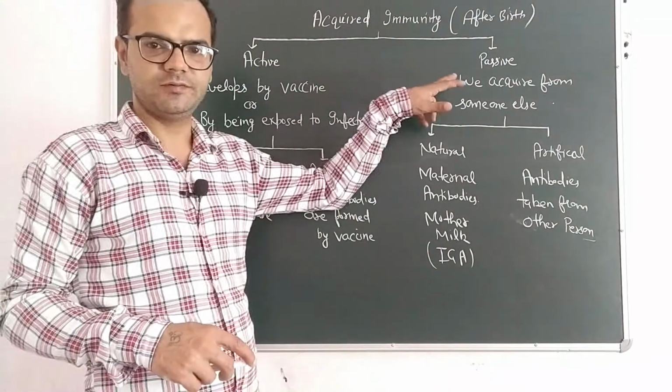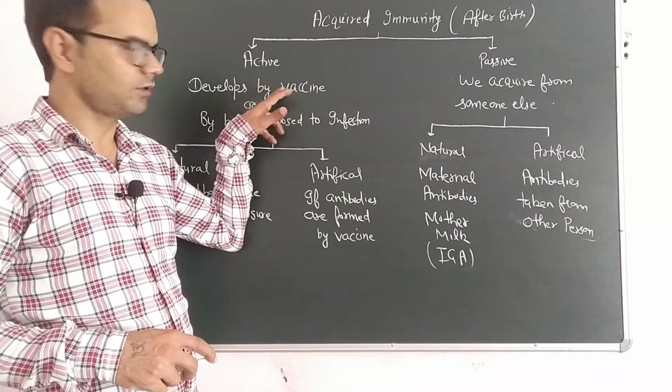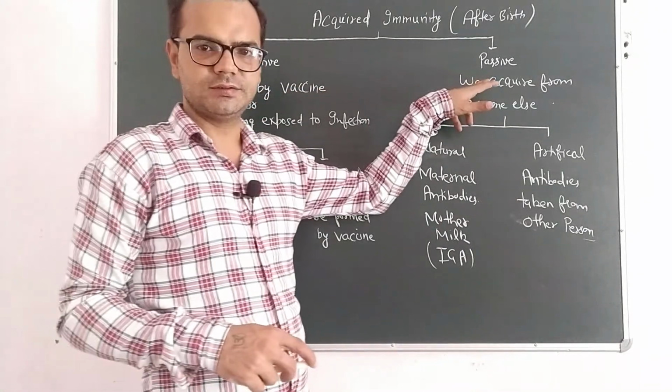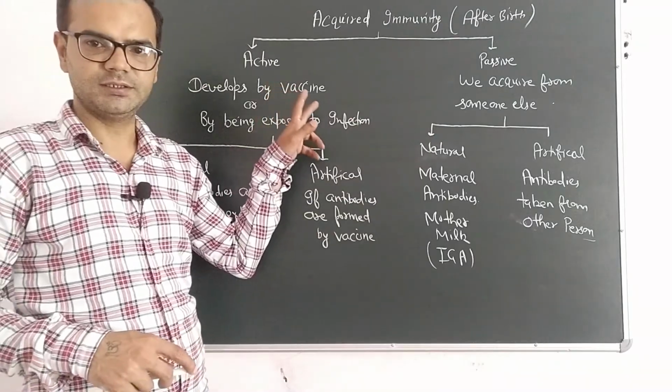Active versus passive. Active is the most crucial and most common type. It is a long term immunity. Passive is a short term immunity. So that's it for acquired immunity.